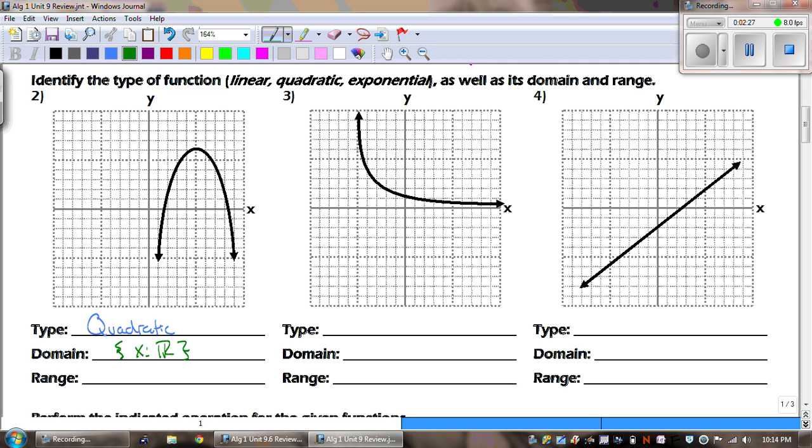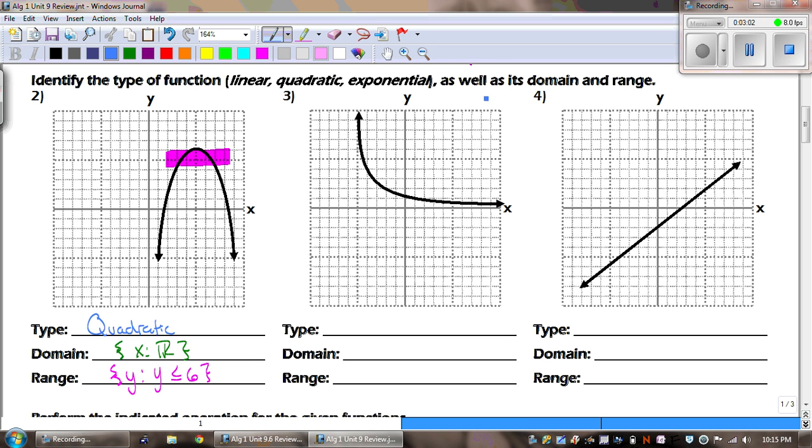All right, and the next thing we need to think about is the range. So, is there a limit to how low the graph goes? No. Is there a limit to how high it goes? Well, yeah, I can see that it doesn't go higher than that point right there. And what is that? That is 6. So y has to be less than or equal to 6.